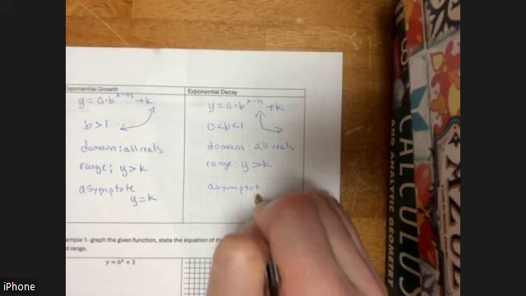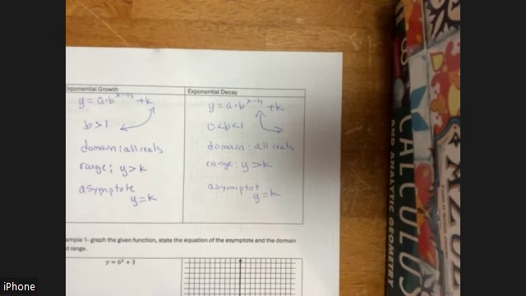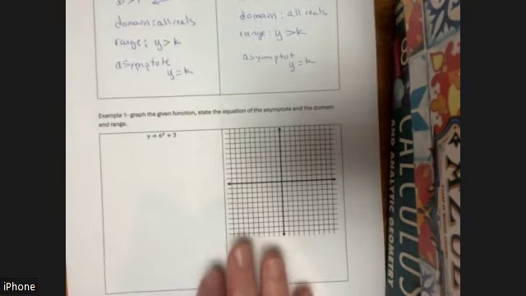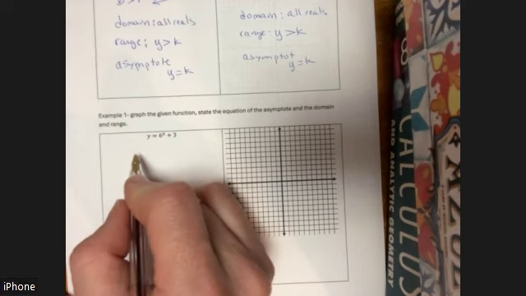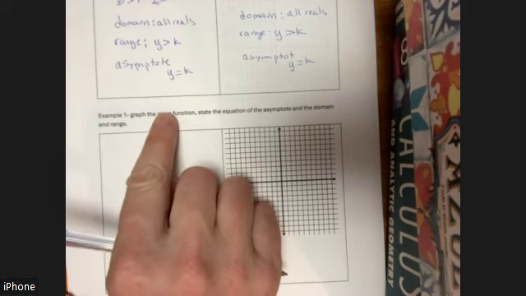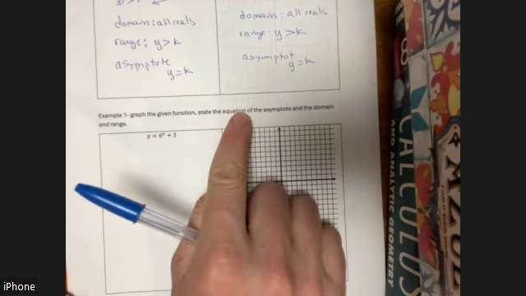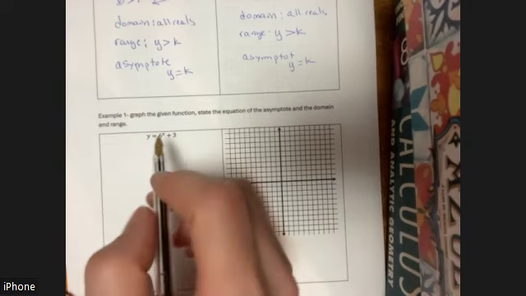And it's horizontal, and it's at y equals k. So now a couple more examples. So let's graph this one, given the information we gathered up there. We want the equation of the asymptote and also to graph the asymptote and the domain and range.